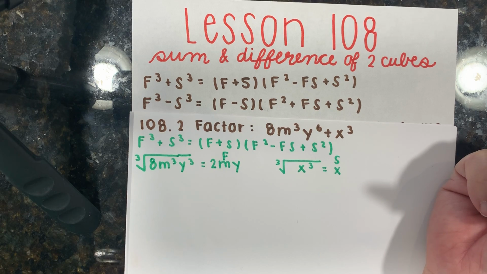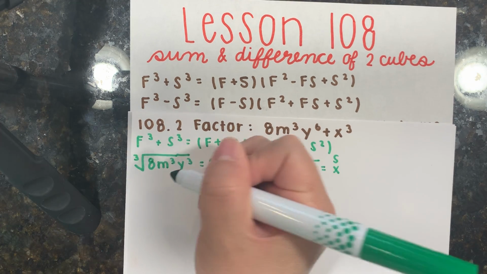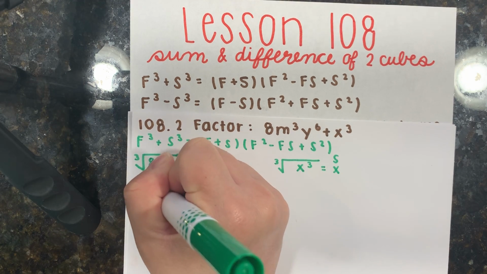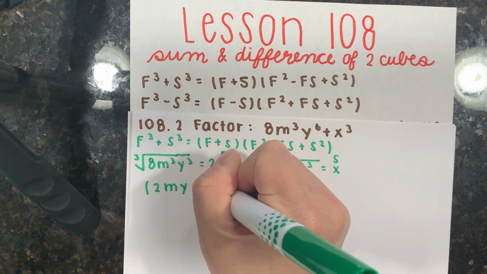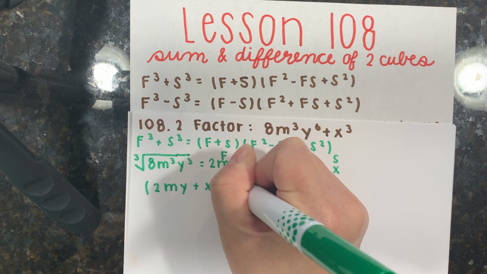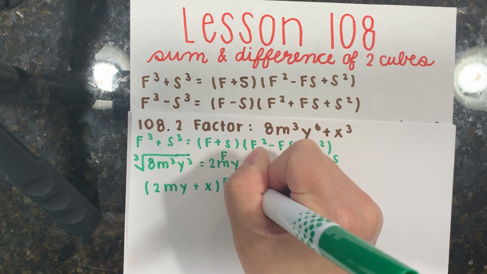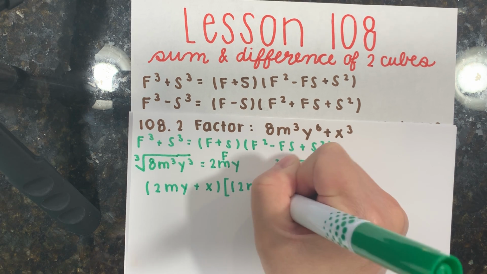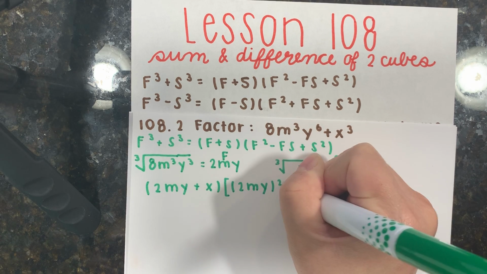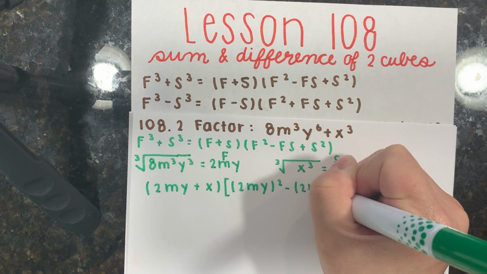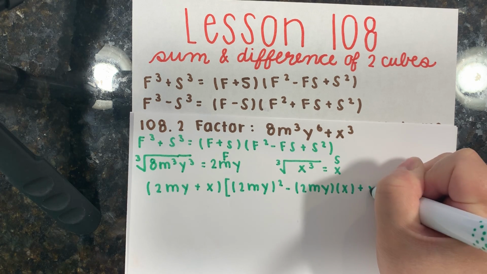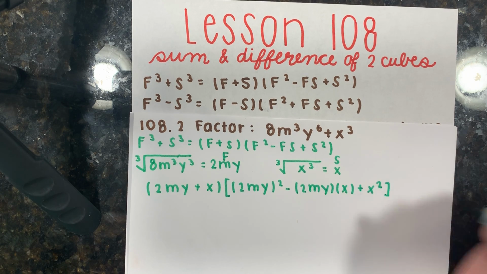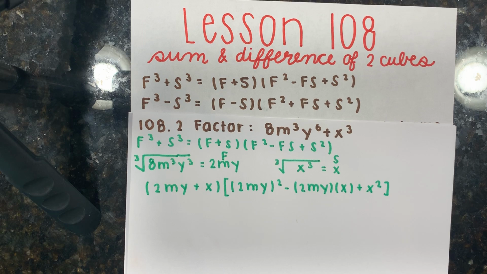So now you're going to plug that into this equation. So your equation is going to be 2my plus x times 2my squared minus 2my times x plus x squared. And then all you have to do is simplify.